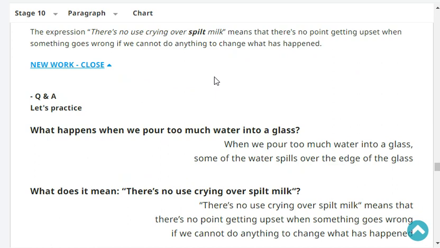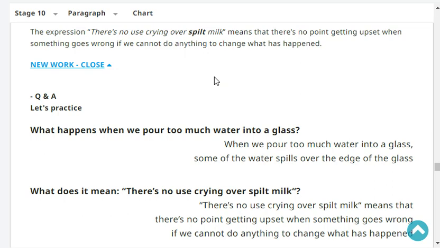When we pour too much water into a glass, some of the water will spill over the edge of the glass. Very good. What does it mean?